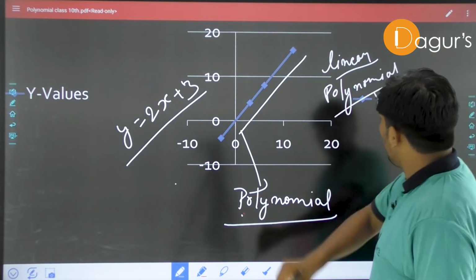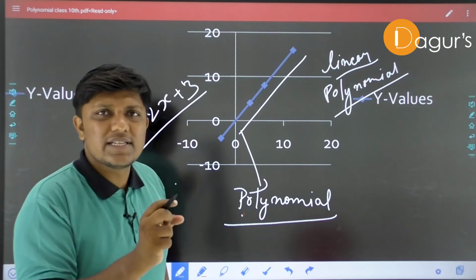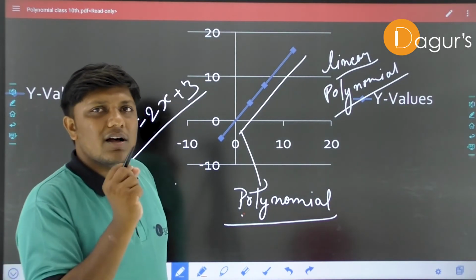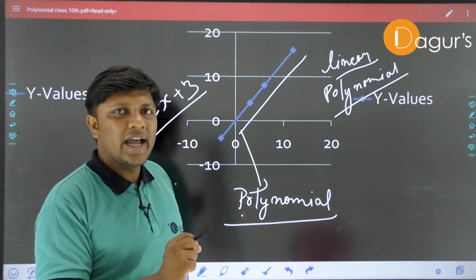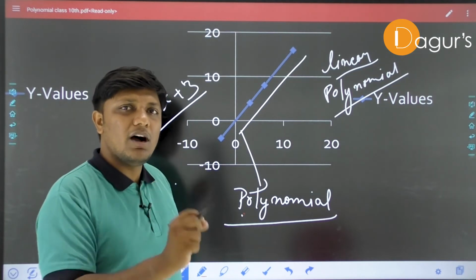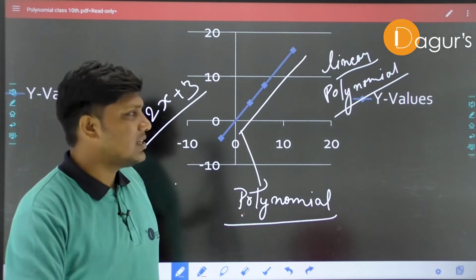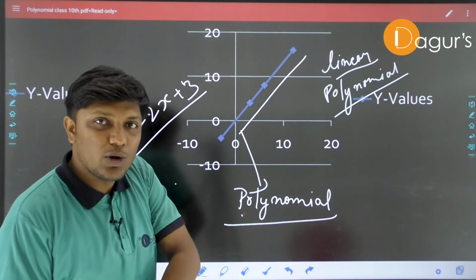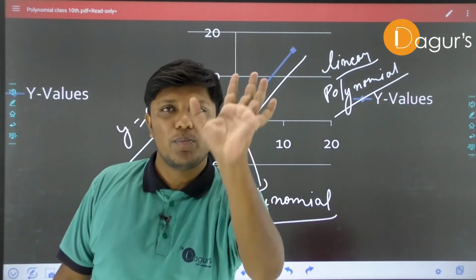I have just proved the statement which is written in the previous slide, that a polynomial whose graph is a straight line must be a linear polynomial. Why is it a linear polynomial? Because there is only 1 zero of that polynomial. Why is there only 1 zero of that polynomial? Because it cuts the x-axis only once, at one point.